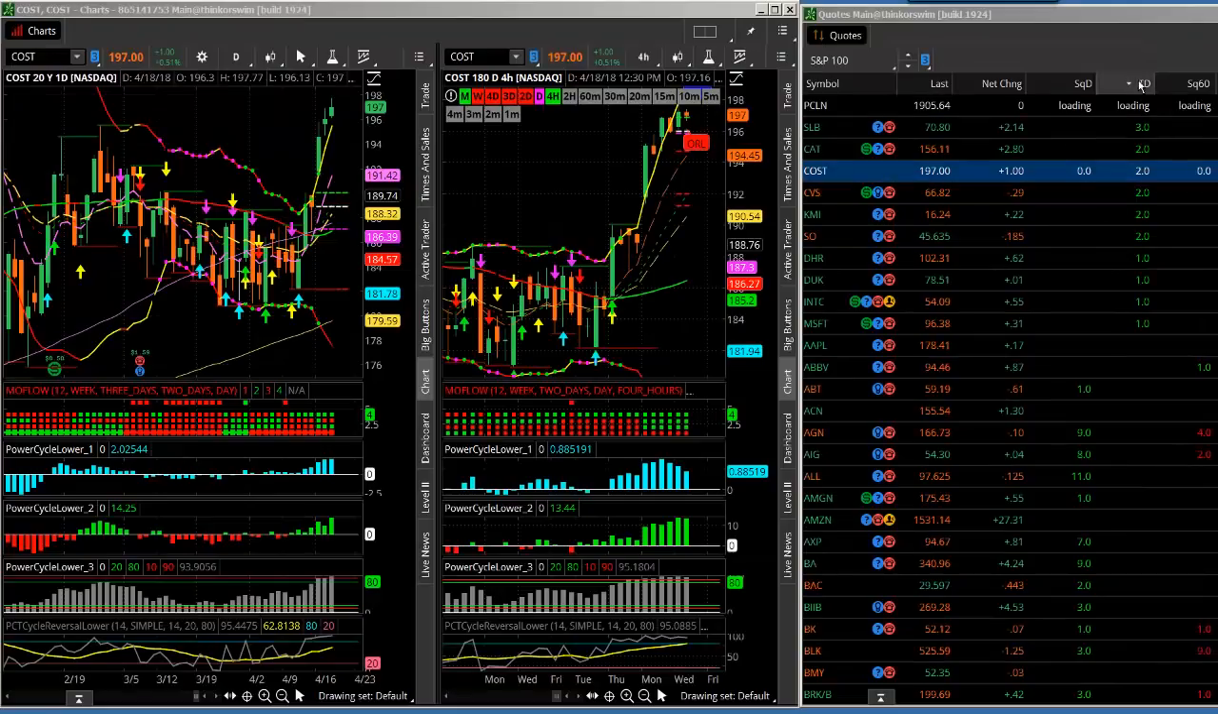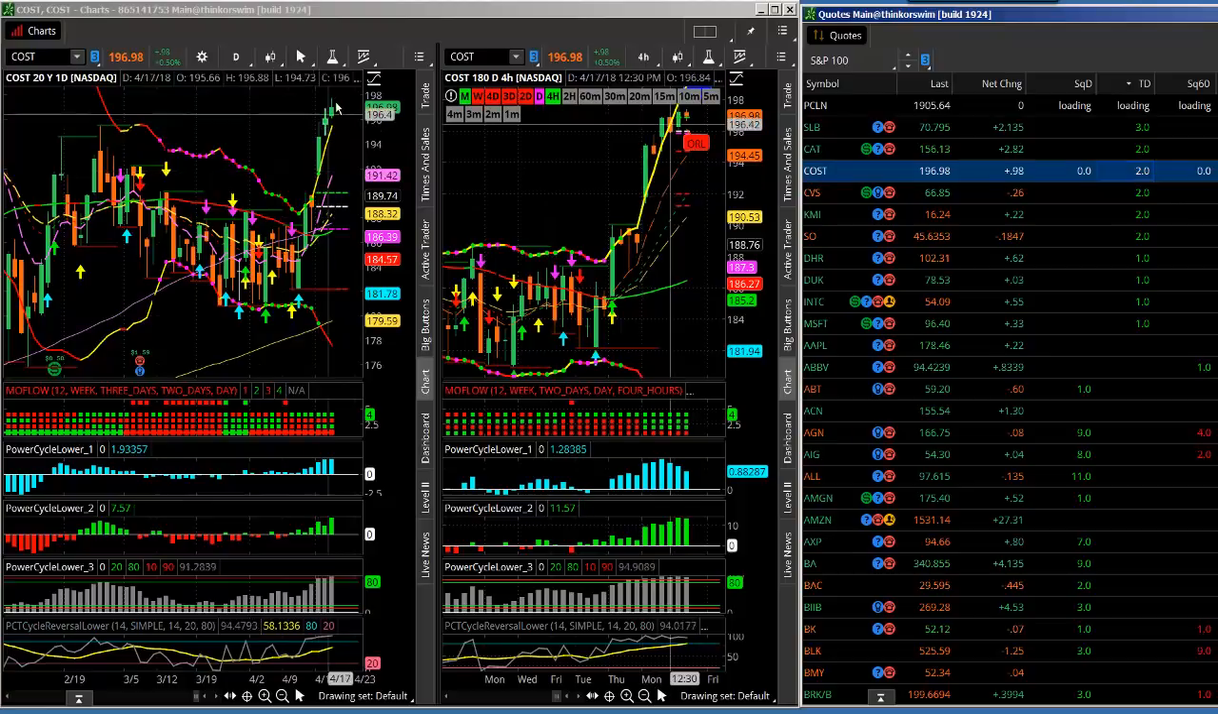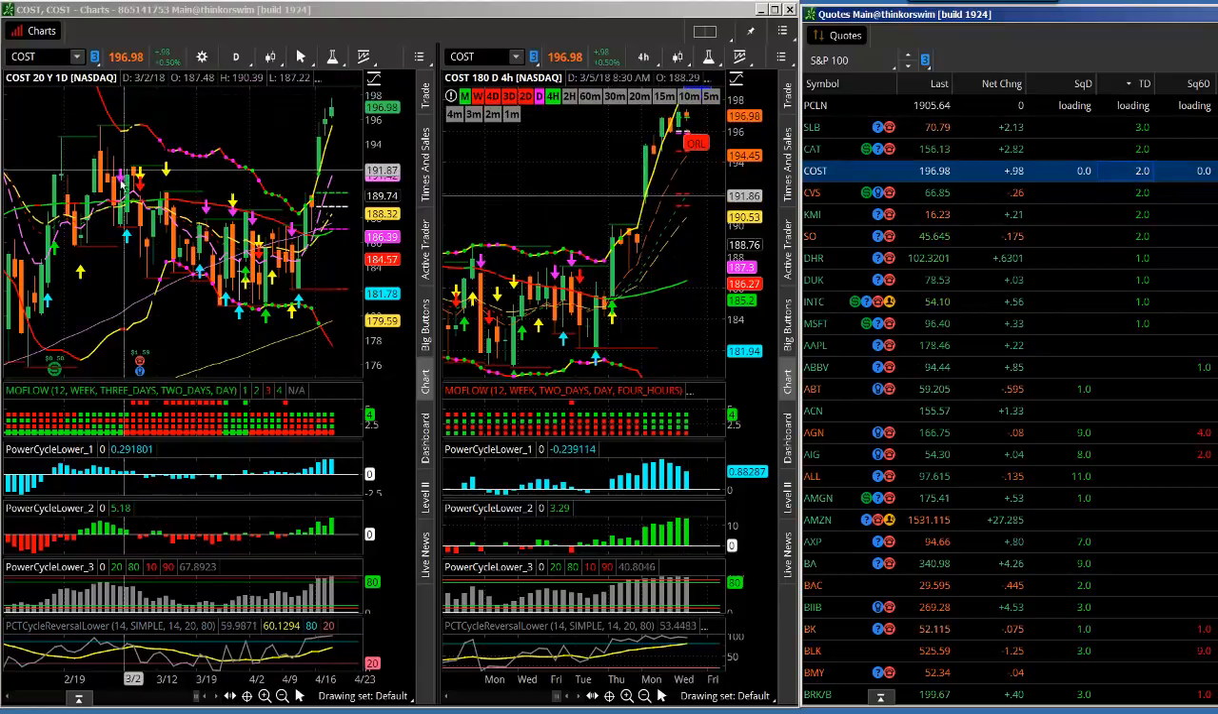The other thing I can do is scan for things that have already triggered out of a squeeze. For example, here's Costco, C-O-S-T. You can see here I click on this row, and it's triggered out of this squeeze on a daily, and it's been 2 days. You can see where it triggered right here, and it had this explosive move up. So this is a volatility squeeze.